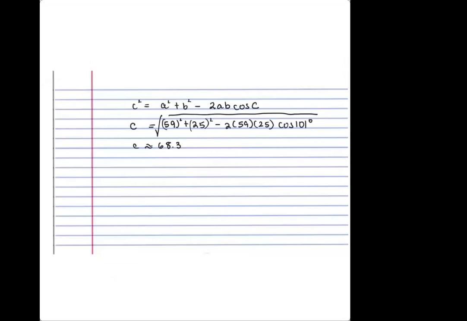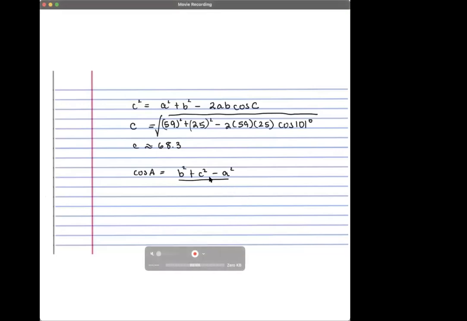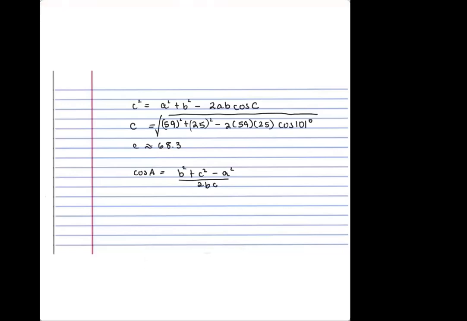So the rule says that the cosine of A is equal to B squared plus C squared minus A squared. Notice little a is what's squared and subtracted, and whatever is the two positive squares is going to go downstairs, so 2BC. And then you just plug in the values. So B squared was equal to 25 squared.